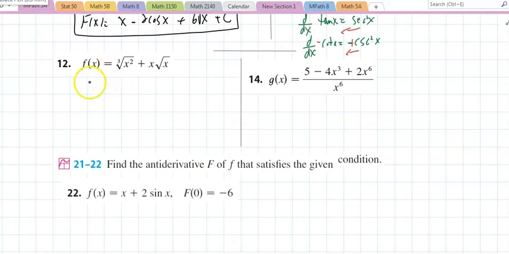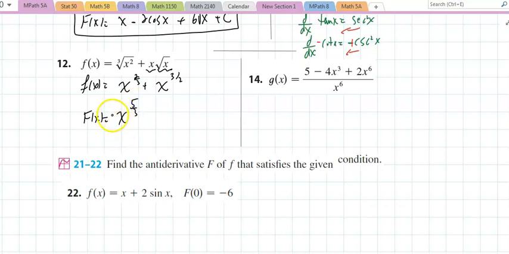Alright, number 12. It would be wise to write this as x to the 2/3. And this is x to the 1/2 times x. That's x to the 1 plus 1/2, which is 3/2. So f of x would be, add 1 to the power, 2/3 plus 1 is 5/3. Divide by that. Again, it will be wise to start multiplying by the reciprocal right away. Plus, add 1 to the power, that's 5/2. Divide by 5/2, that's multiplying by 2/5. You could leave the answer like that. I really don't mind.